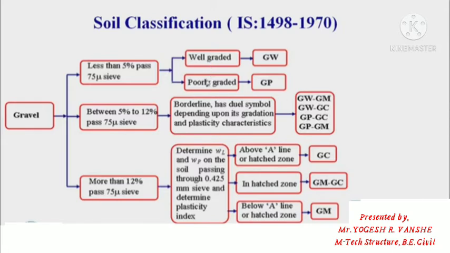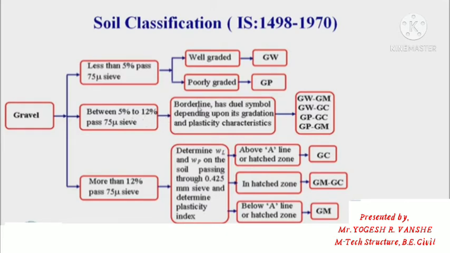This can be identified based on the criteria given, and we have specific criteria for well graded and poorly graded soil that we will see in another presentation. If it is well graded, it is given the symbol GW, where G stands for gravel and W stands for well graded. If it is poorly graded, the symbol is GP, that is gravel, and P is poorly graded. But if the fines passing the 75 micron sieve are between 5% and 12%, it means a substantial quantity of fine material is present. Therefore, we cannot neglect those fine materials.